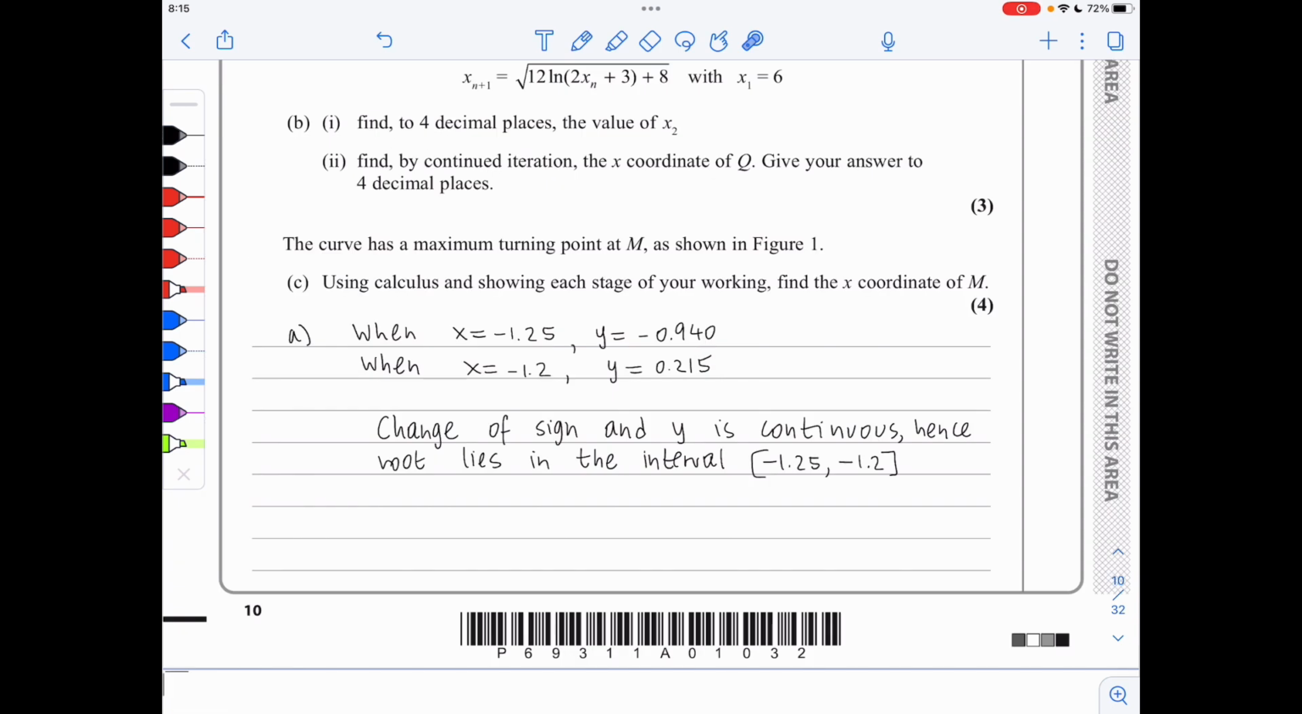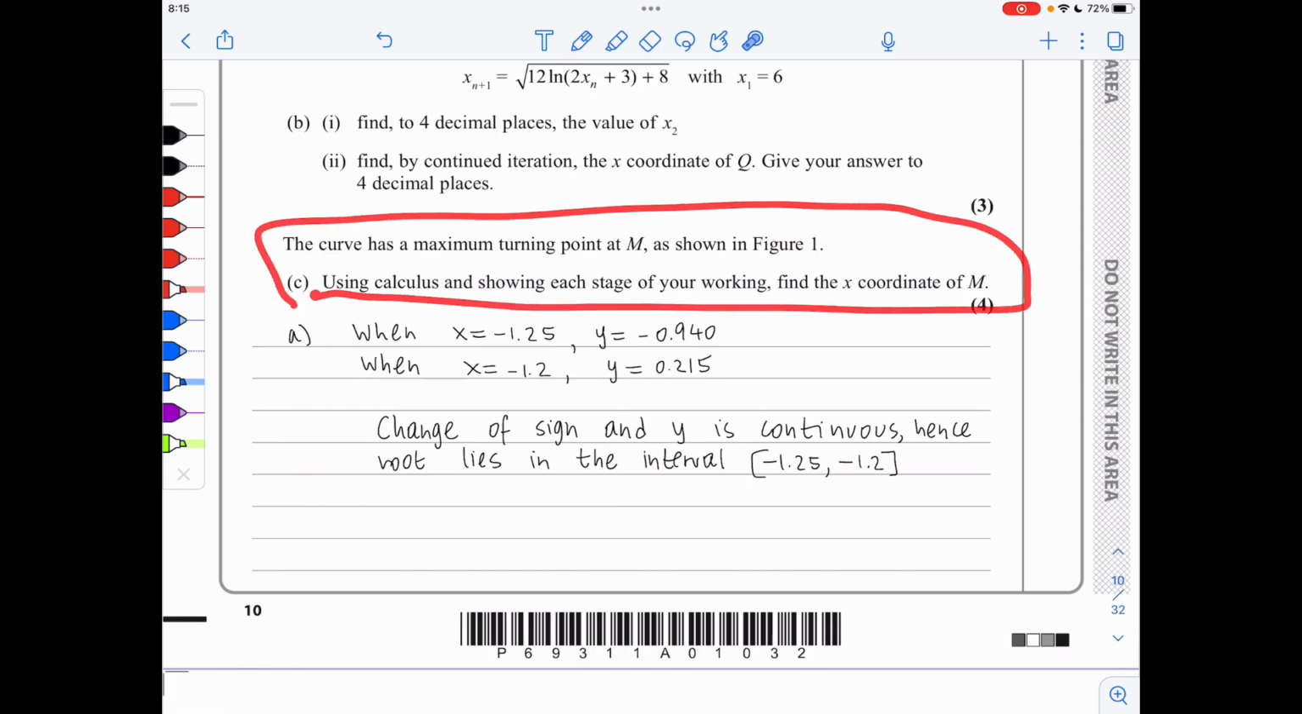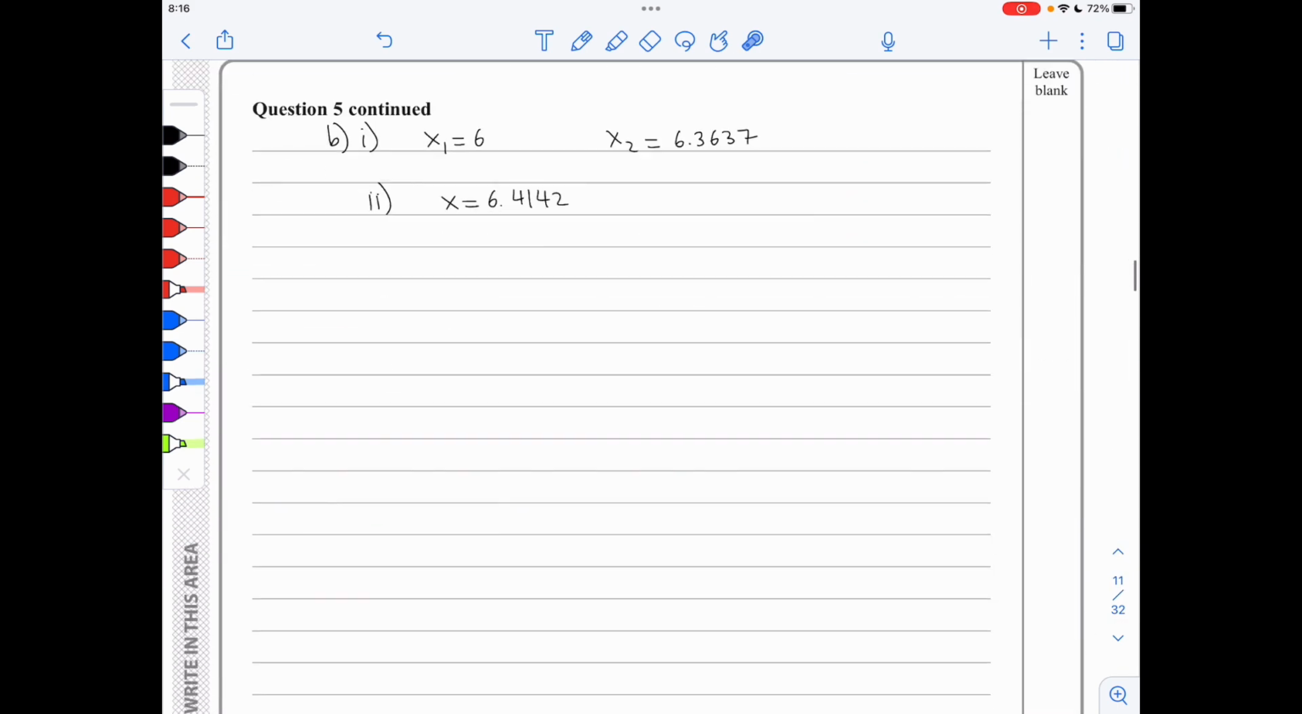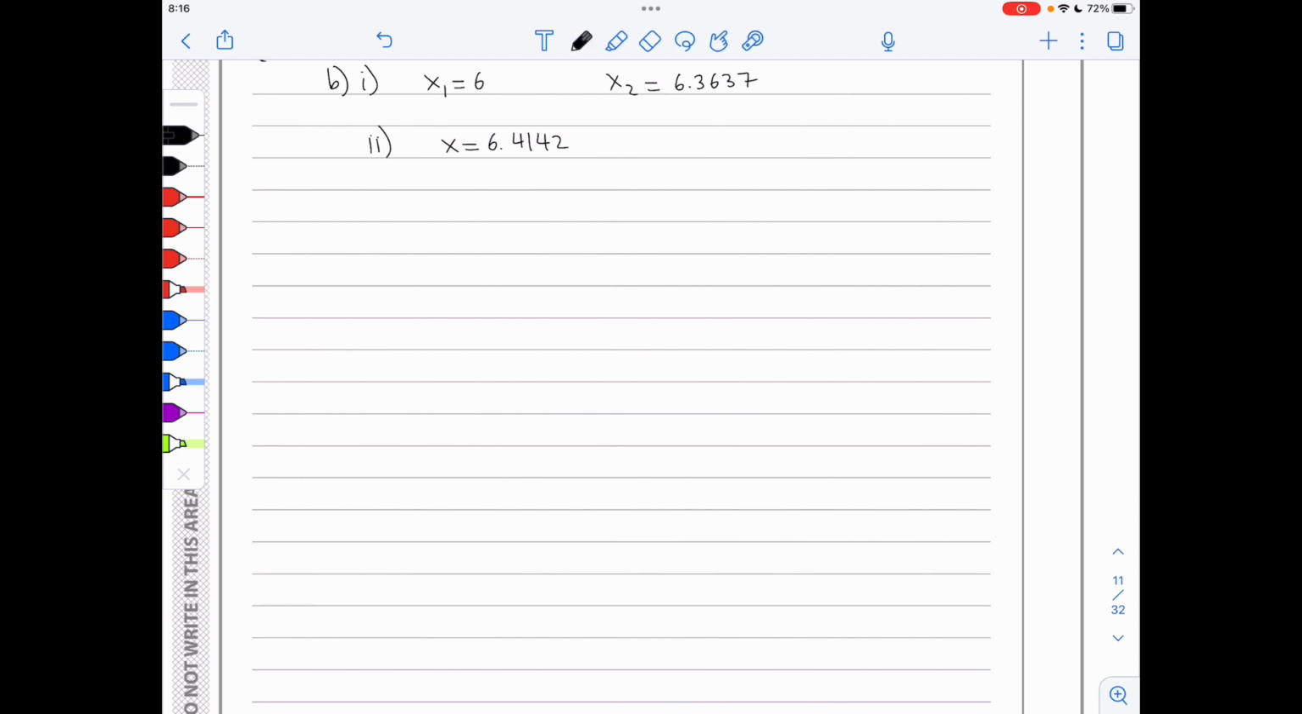6.4142. In C, we're told that we have a maximum point at M and we need to use calculus to find the x coordinate of M. So we will be using differentiation here. I will start by writing the original equation for y. So y is 6 ln of 2x plus 3 minus a half x squared plus 4. So we will find dy dx.